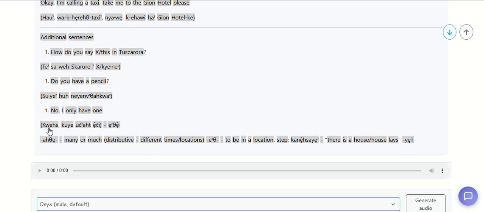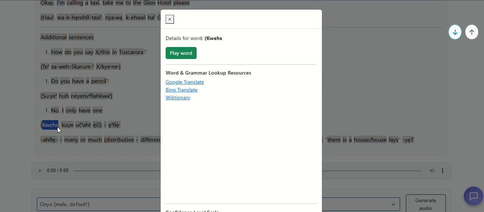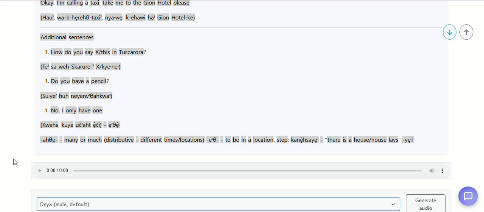And then, no, I only have one, so no coins. This needs the organic, but coins no. I only have only one. So kuya, I have; ucha, only or just; and then anchi is one, just one.